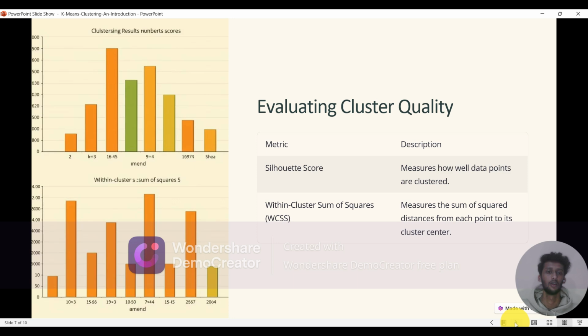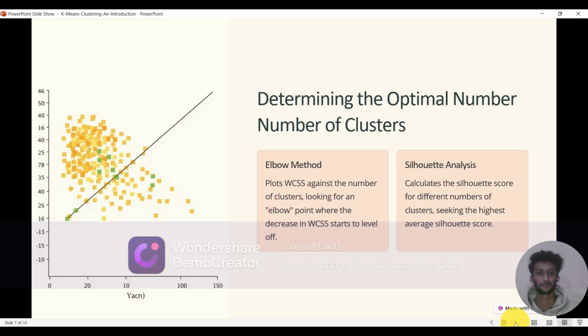Evaluating cluster quality. The first metric is the silhouette score. The silhouette score measures how well data points are clustered. Within-cluster sum of squares, WCSS, measures the sum of squared distances from each point to its cluster center.